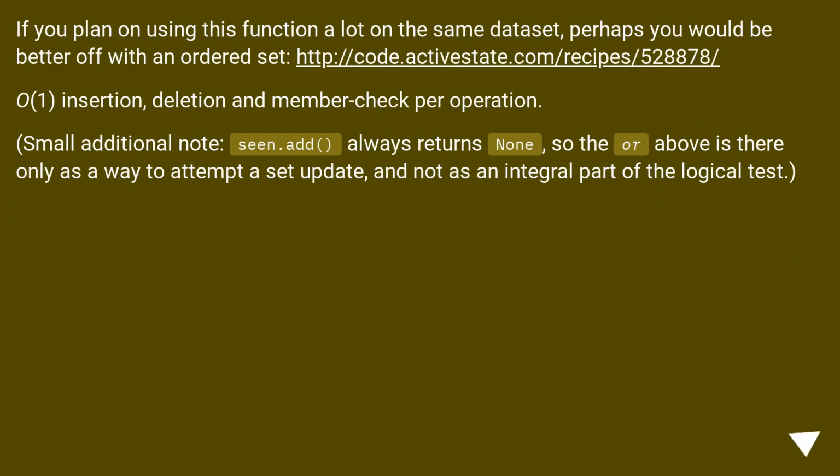If you plan on using this function a lot on the same dataset, perhaps you would be better off with an ordered set, this URL. O(1) insertion, deletion and member check per operation. Small additional note, scene.add always returns None, so the or above is there only as a way to attempt a set update, and not as an integral part of the logical test.